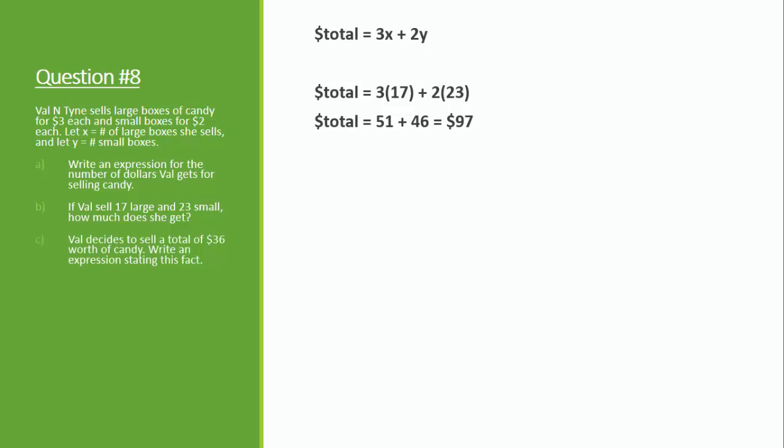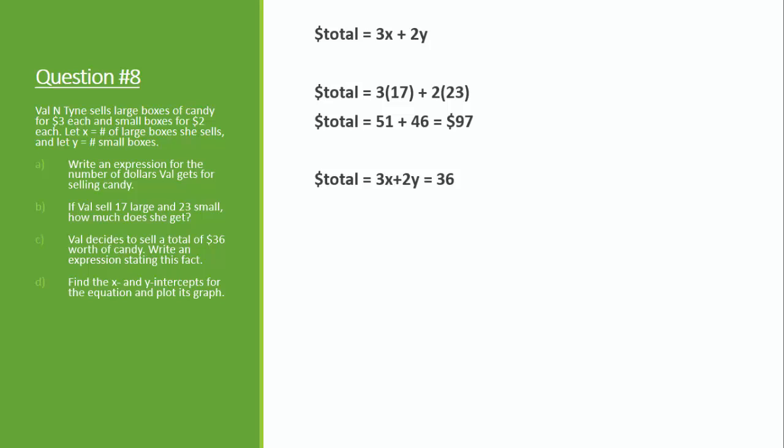Well, she decides to sell a total of $36. That's what her goal is for the day. She's going to sell 36 and then stop. Write an expression stating this fact. So the total she sells is equal to 3x plus 2y. If she wants to sell a total of $36, then 3x plus 2y is equal to 36. That's the expression stating that whatever she sells, she's going to stop at 36.